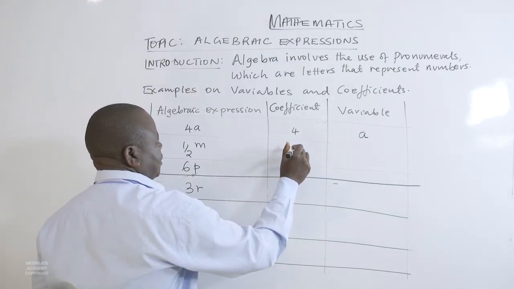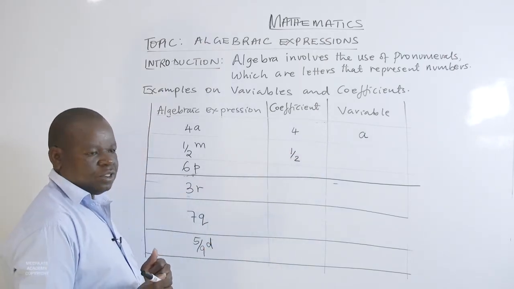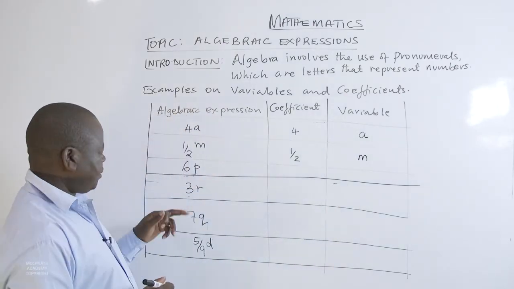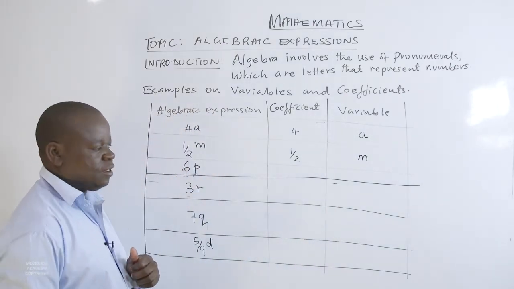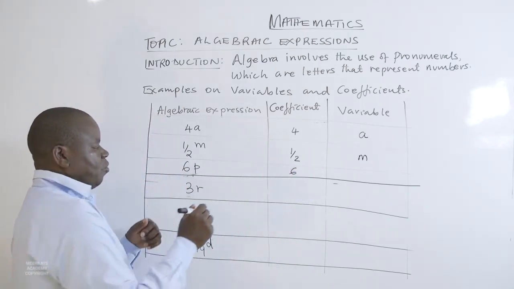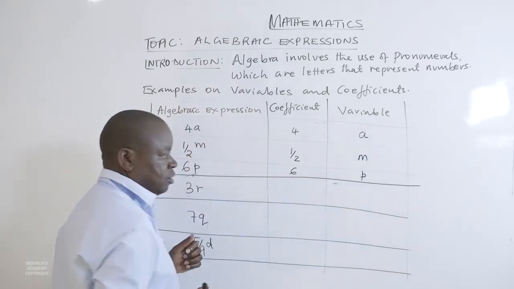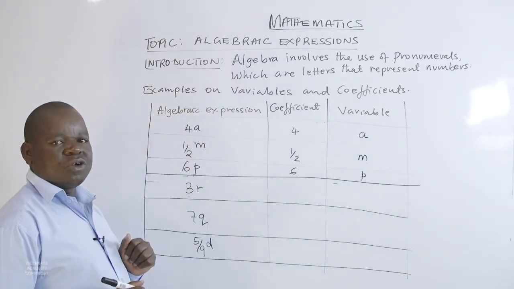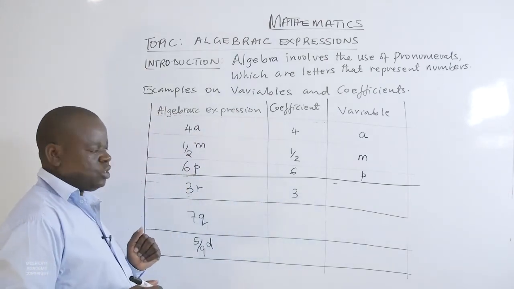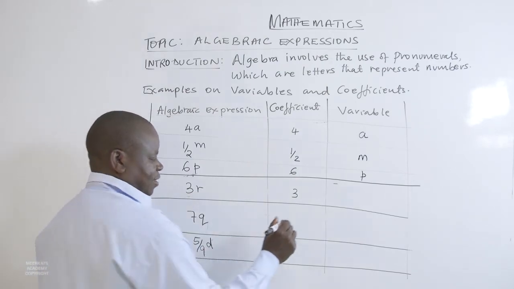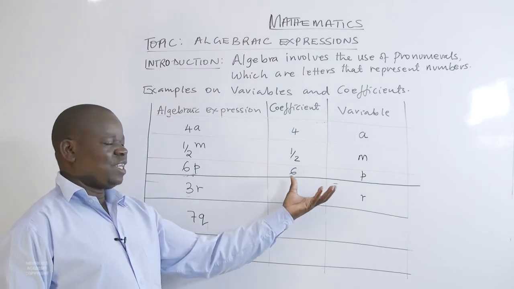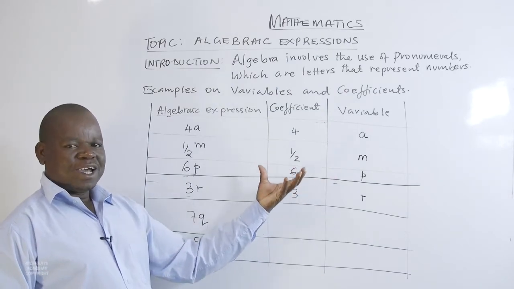Yes, coefficient is a half, and our variable is M. Likewise here, what is our coefficient? It is 6. How about the variable? Is P. Here, coefficient is 3. Good. And our variable is R. Very good. We are proceeding on well. So you can now see the definition of variables and coefficients.